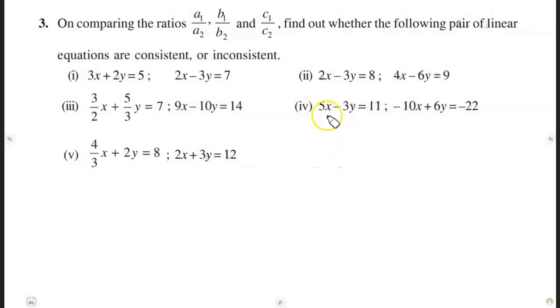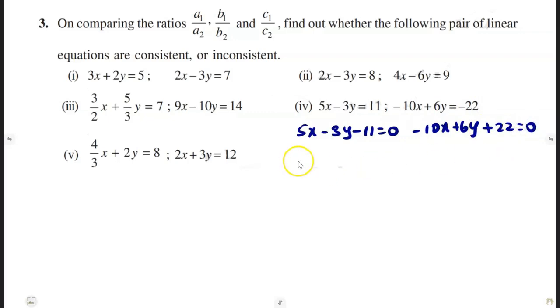Now coming to question number 4. 5x minus 3y equal to 11. Let us write this equation as 5x minus 3y minus 11 equal to 0. And the second equation, minus 10x plus 6y, bringing this minus 22 to the left side becomes plus 22, equal to 0. Now here a1 by a2 means 5 by minus 10, the coefficients of x, which is equal to 5 ones, 5 twos, and you can bring the minus to the numerator. So the standard form is minus 1 by 2.